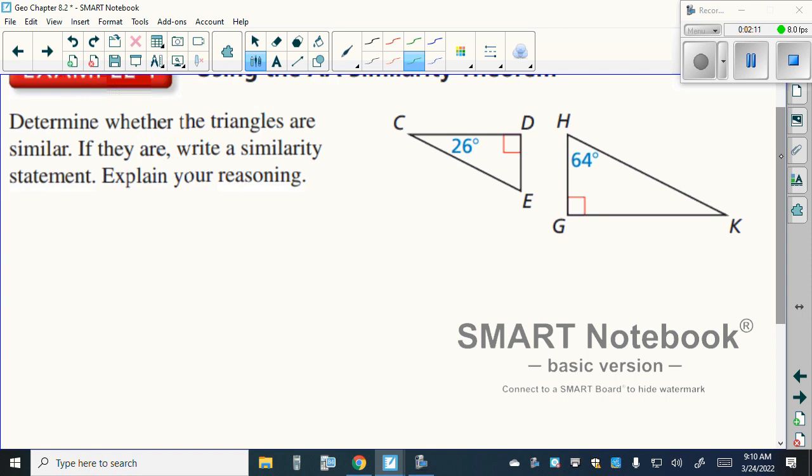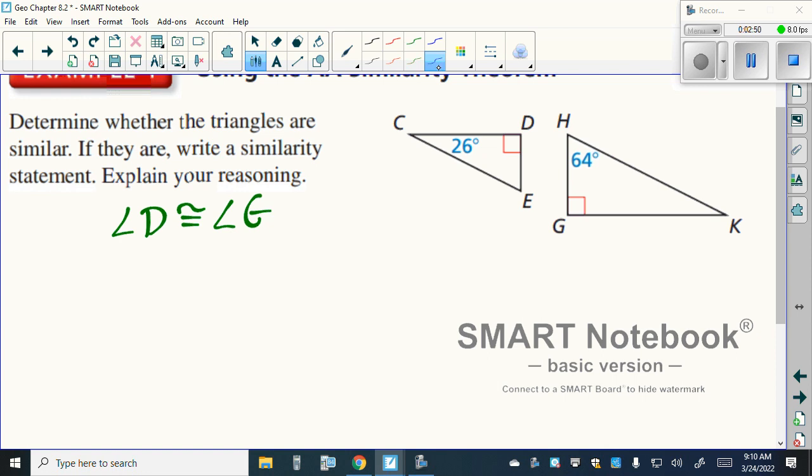So when we look at this here, how many angles do we need to be able to say that they're similar? Two. Well, we already have one. We have that angle D and angle G are both congruent. They're both right angles, so they are congruent. So I just need one more. So we can say that angle D is congruent to angle G. That's one of our angles.